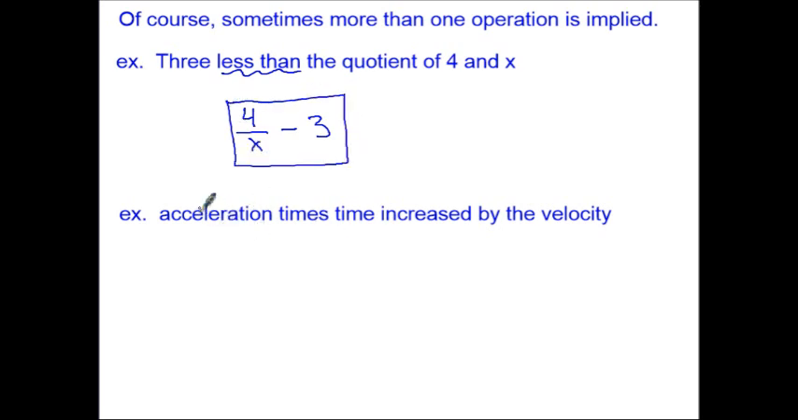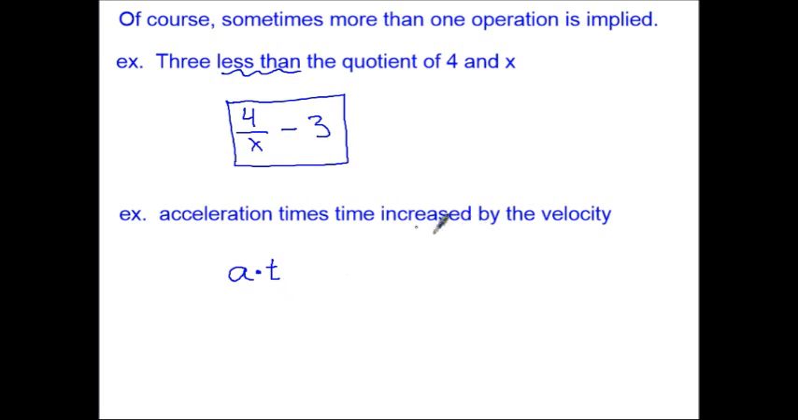And then here, let's do a physics one. We've got acceleration times time increased by the velocity, so be careful about that. Times means multiplication. Time is actually going to be one of our variables. So acceleration, I'll use an A, and then I'll use an actual dot for the times, and a T right there. Depending on your handwriting, you might want to do some little hook on the T to make it not look like a plus sign.